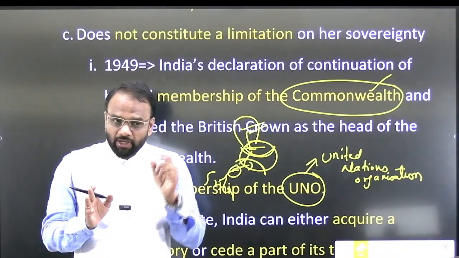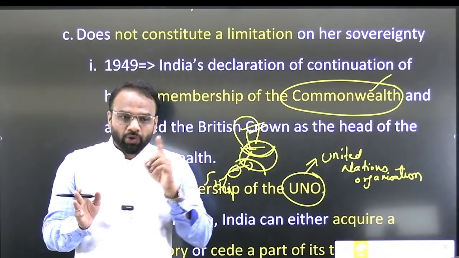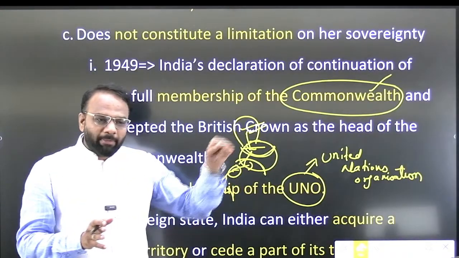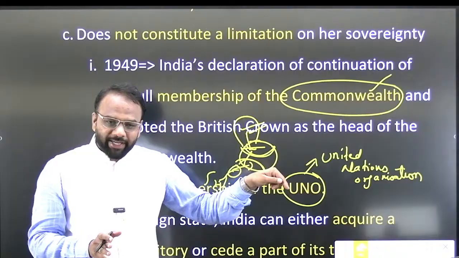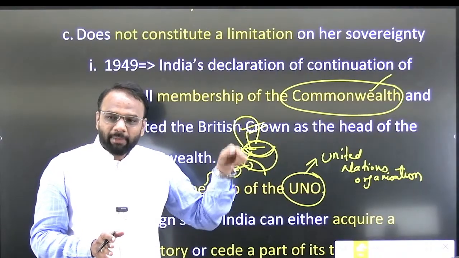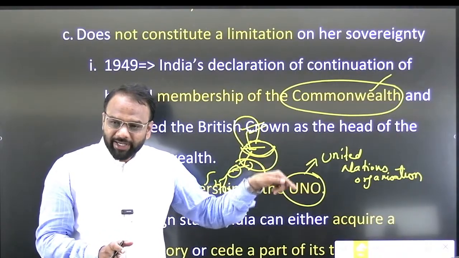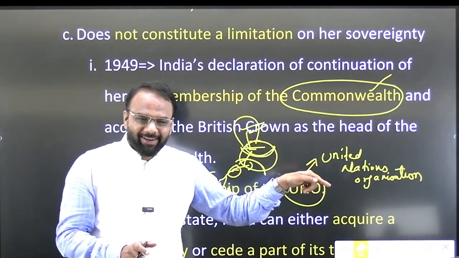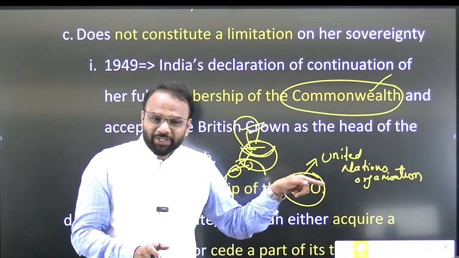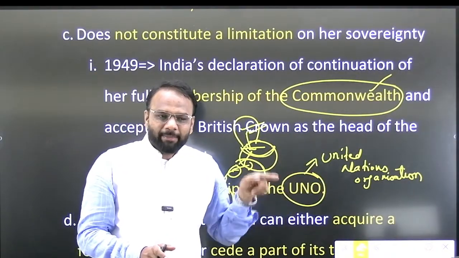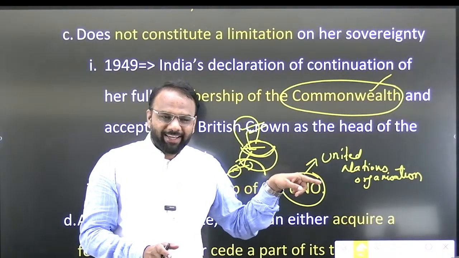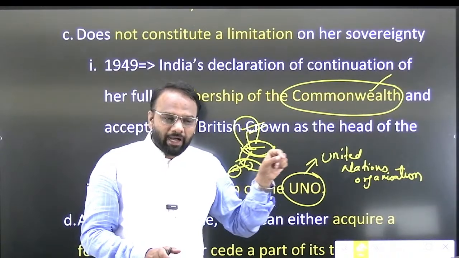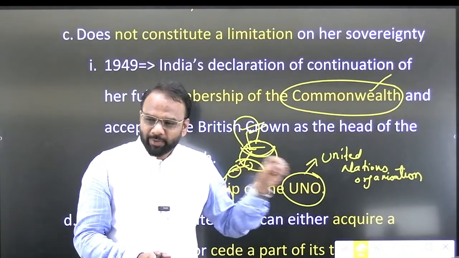Don't get confused. Whether Parliament is completely sovereign? No. Whether India is completely sovereign? Yes. Whether India being a member of Commonwealth limits its sovereignty? No. Whether India being a member of United Nations organization limits its sovereignty? No. Fundamental rights limit the sovereignty of Parliament. Written nature of the Constitution limits the sovereignty of Parliament. India being a member of United Nations, BRICS, or Shanghai Cooperation Organization does not limit its sovereignty.